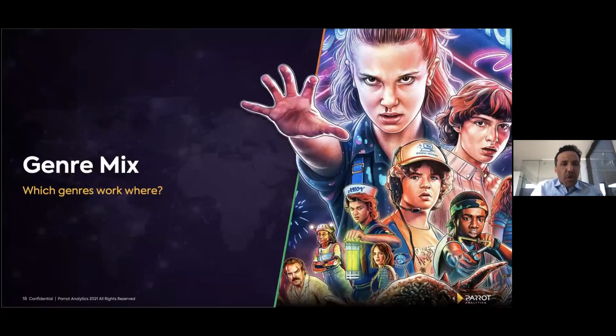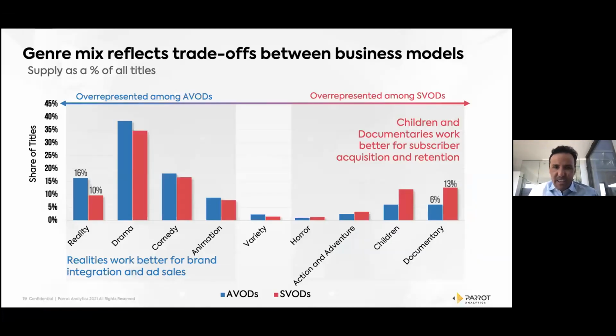So the next area I want to jump into is more about what type of programming is more prevalent where. For that, just looking at the catalog, at the number of titles, we compare the percentage of titles that fit into each of these different types of programming. And then we see some programming that is more overrepresented for AVODs, and some that is more overrepresented for SVODs. And what we find makes sense in a way. We see that realities in general are more represented on AVODs.